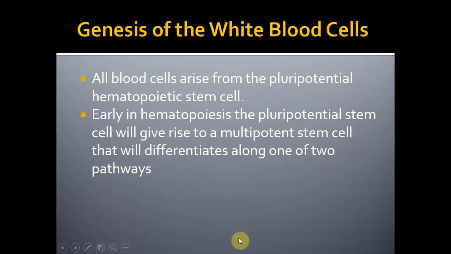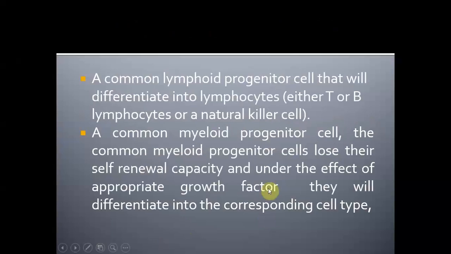And if you remember the scheme we drew in the first week, we said very early in hemopoiesis the pluripotential stem cells will give rise to two lines, the lymphoid generating cells and the myeloid generating cells. We call them the multipotent stem cell that will differentiate into one of two pathways. So we'll have a common lymphoid progenitor cell that will differentiate into lymphocytes, which can be T or B lymphocytes, or can be what we call natural killer cells, which are also a subset of lymphocytes.